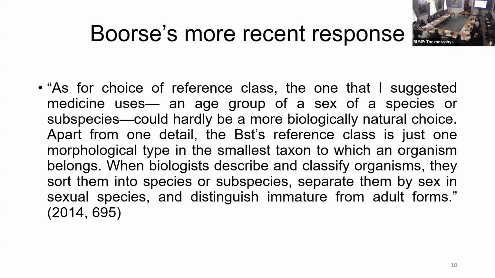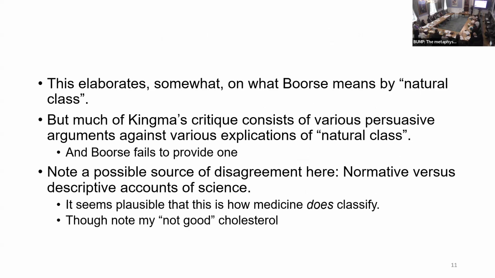This is where, when he says that, as for the choice of reference class, the one that I suggested medicine uses, I'm not quite sure whether to read that as a description of what, as a matter of fact, doctors use, or a normative claim about what they should use. So this is just to draw the distinction between doing a descriptive philosophy of science versus a normative philosophy of science. What I think Elsen is interested in is that normative philosophy of science, which says this is how we should make the classifications.